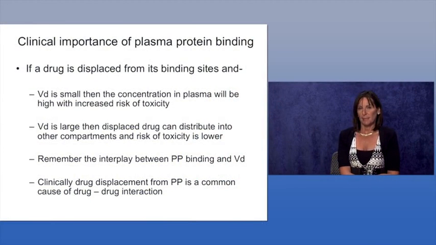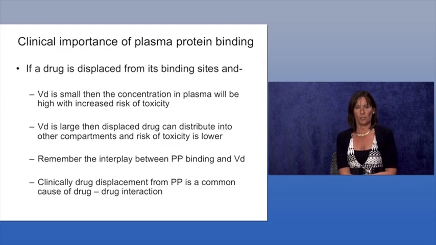How does plasma protein binding alter the pharmacokinetic principle of distribution? So let's, for example, go back to drug A, drug B that I talked about previously. If drug B is displaced from its binding site by drug A, and the volume of distribution is small, then the concentration in plasma will be higher, with the potential, of course, of increased toxicity. If the volume of distribution is large, then the displaced drug can distribute into other compartments without any real concern of toxicity. It's important to understand the interplay between plasma protein binding and how volume of distribution might be altered. Clinically, drug displacement from plasma proteins is considered to be a common cause of drug-drug interaction that may or may not have clinical sequelae.